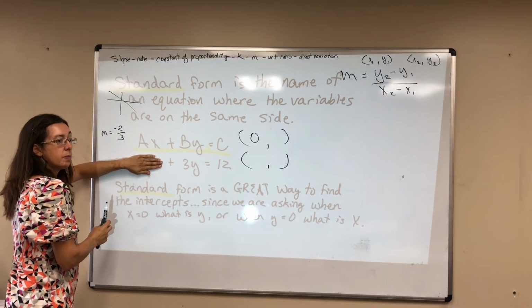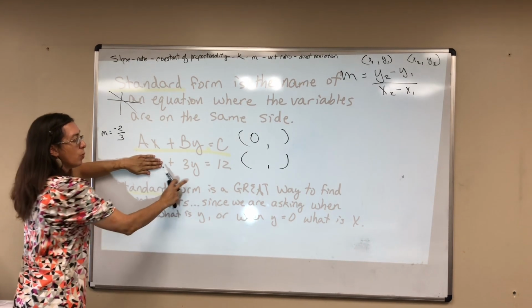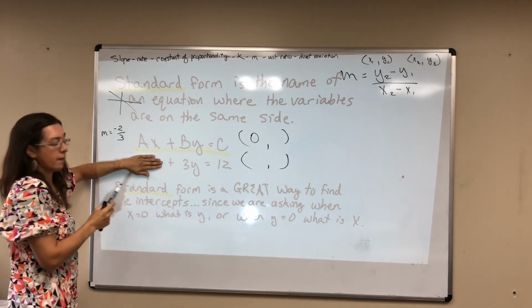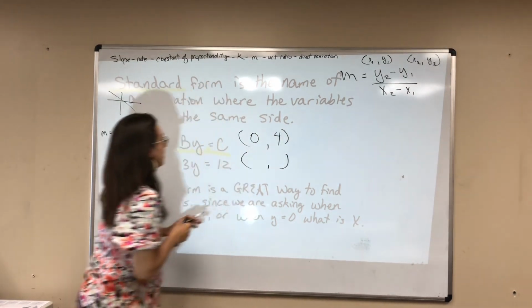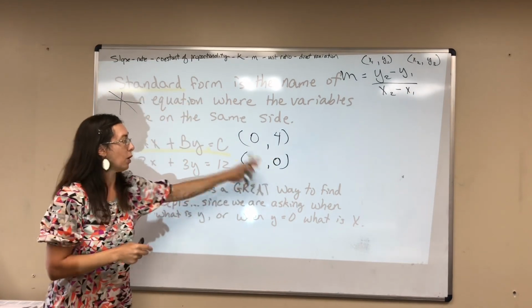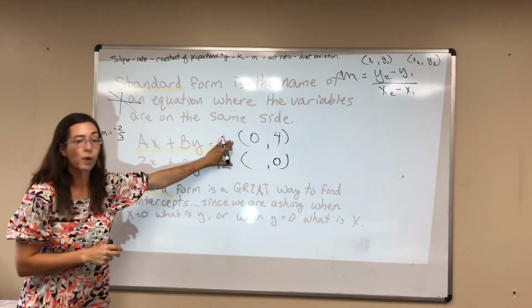You divide by 3. So y equals 12 divided by 3, which is 4. So I've got that one. Now I'm going to switch. When y equals 0, so right away when we have standard form, we can write our 2 coordinate points.